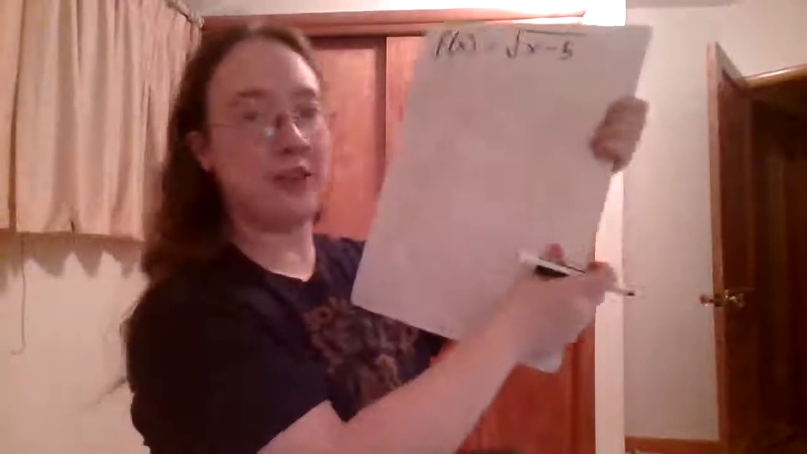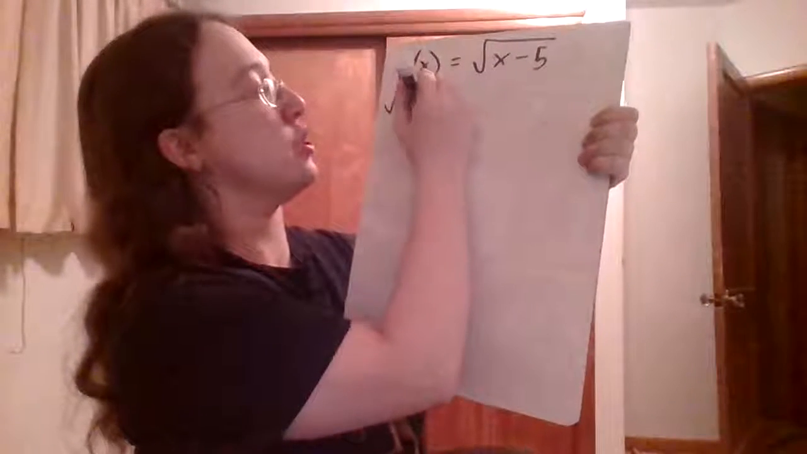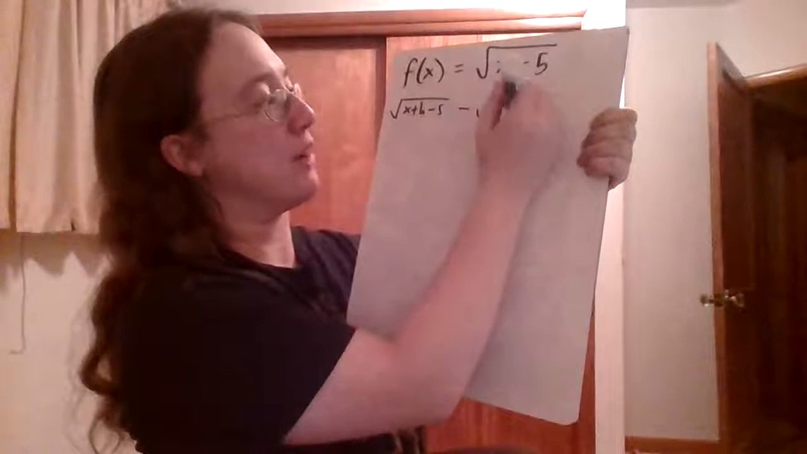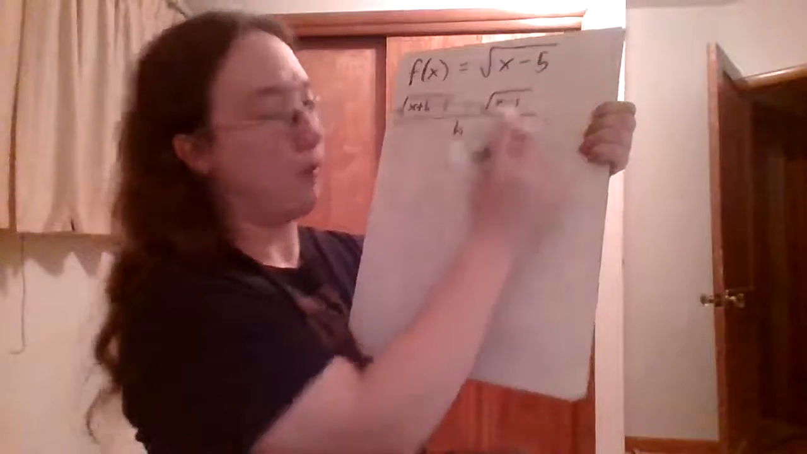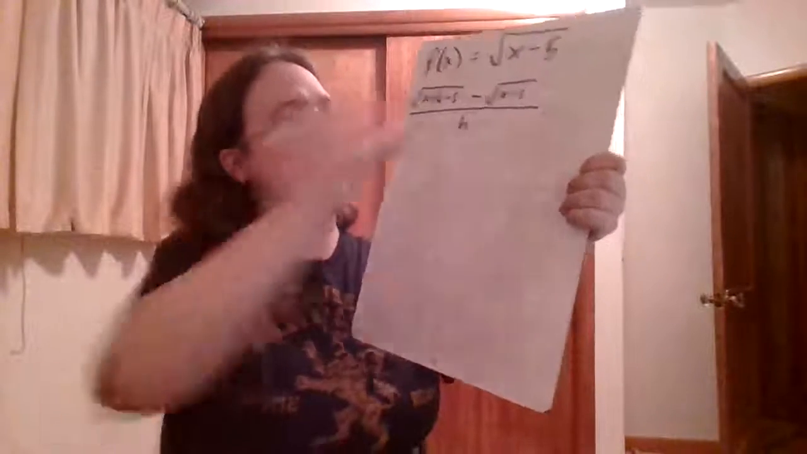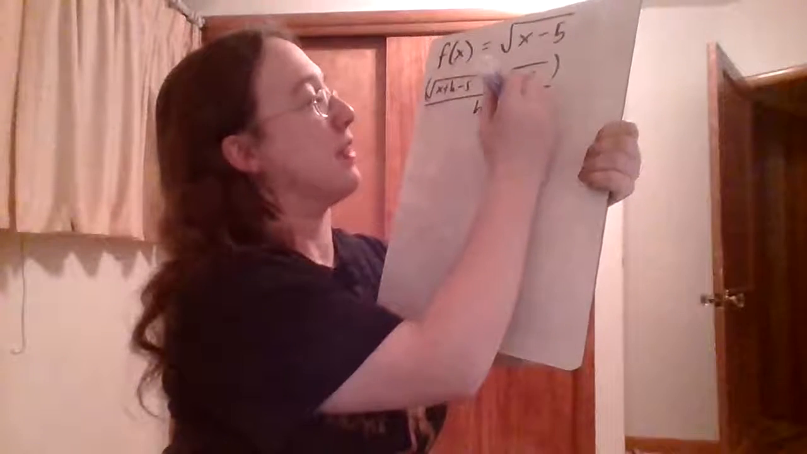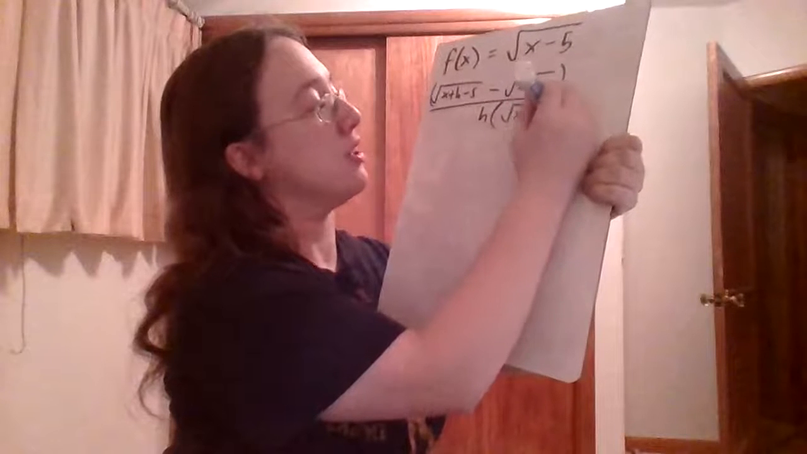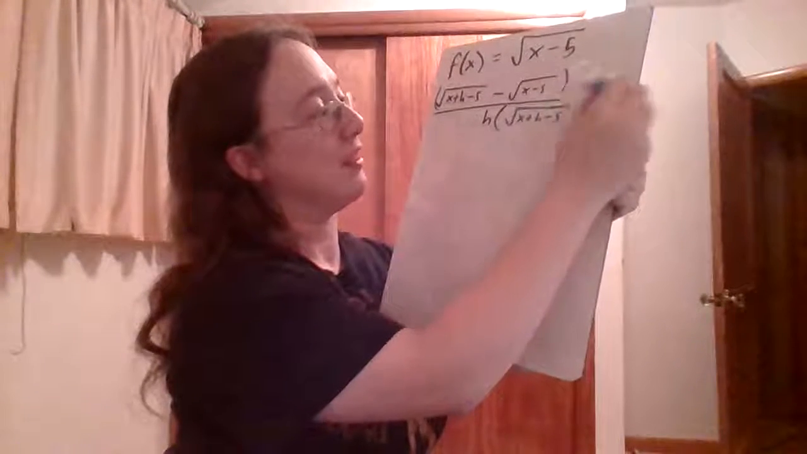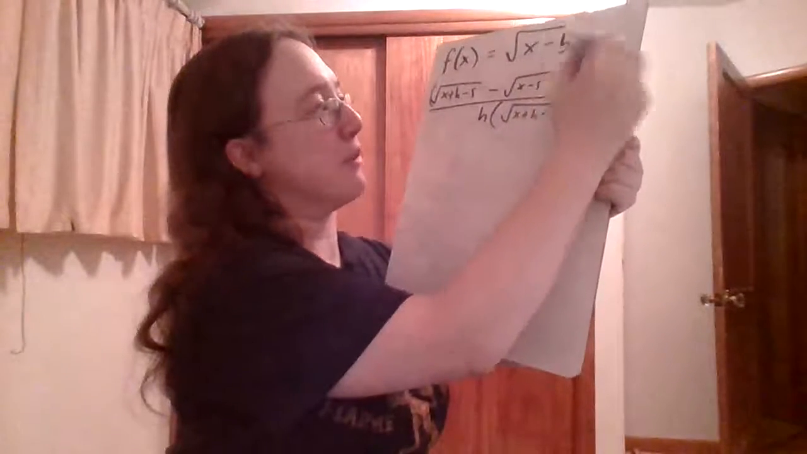So we're going to do the same thing. We're going to plug in a square root of x plus h minus 5 minus a square root of x minus 5 over h. And then what we're going to do with that is we're going to take both the top and the bottom times a square root of x plus h minus 5 plus a square root of x minus 5. So we're going to do that on the top and we're going to do that on the bottom.